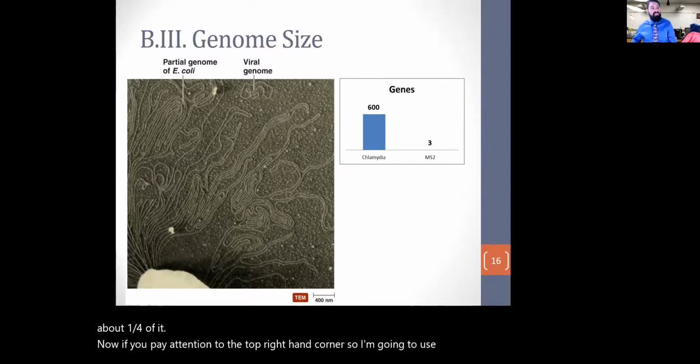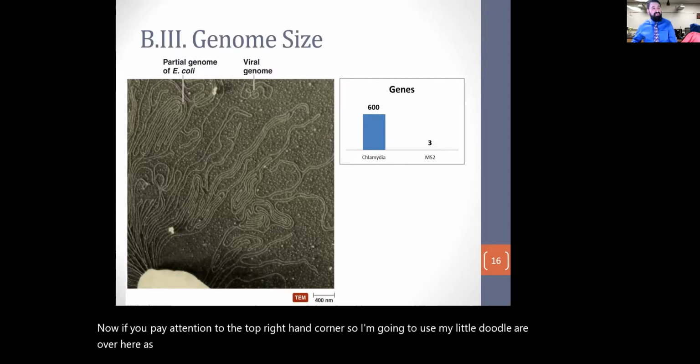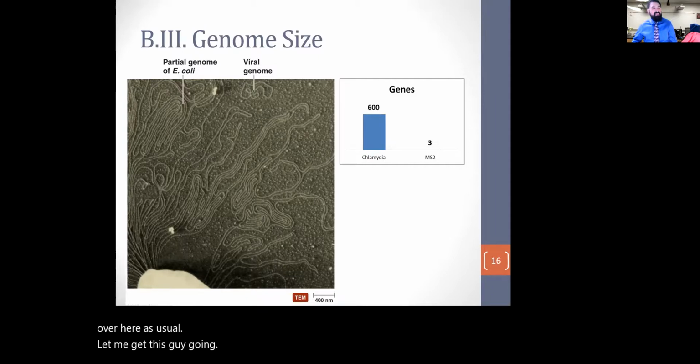Now, if you pay attention to the top right-hand corner, so I'm going to use my little doodler over here as usual. Let me get this guy going. Actually, allow me just to use the laser pointer. If you pay attention over here on the top, you'll notice where it says viral genome. And you can see how tiny that thing is. And that guy is the one that is capable of hijacking and taking over, right?